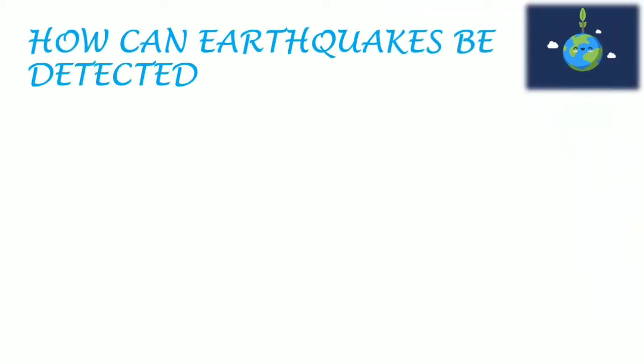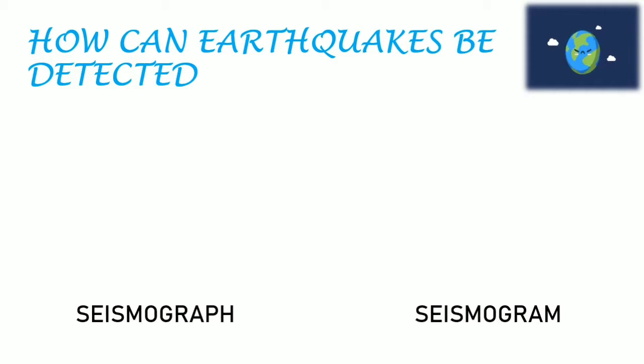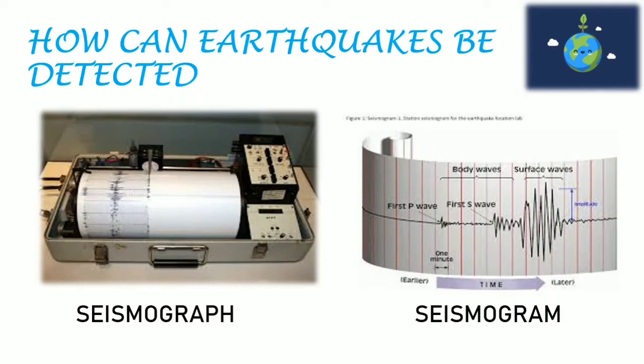So how can earthquakes be detected? We have the seismograph and the seismogram. When we say seismograph, it is the earthquake monitoring instrument which records the seismic waves of the earthquake, while a seismogram is a record made by the seismograph.